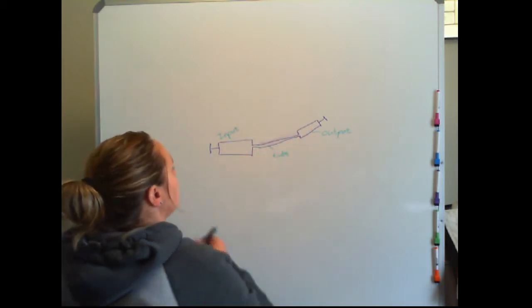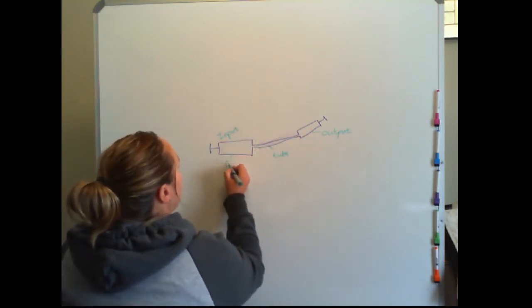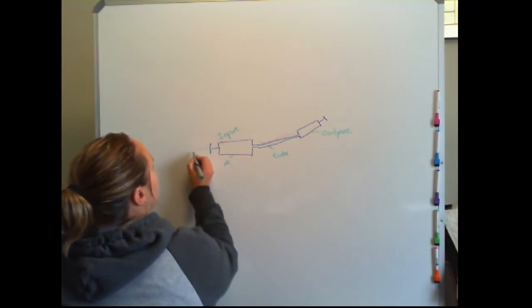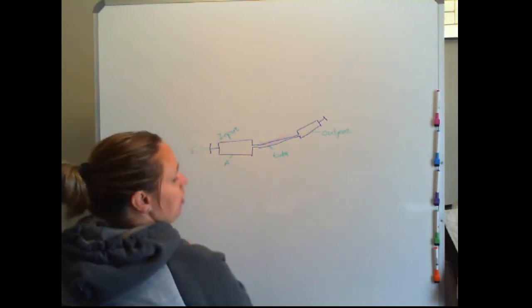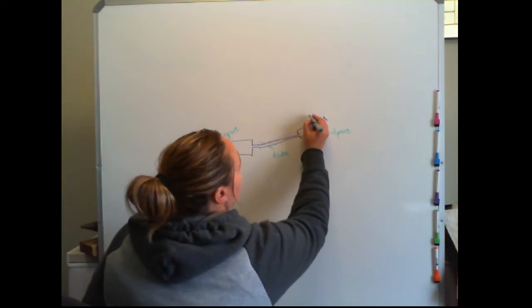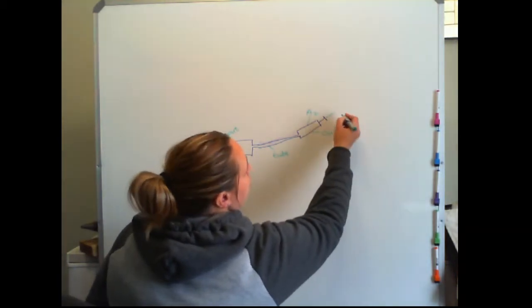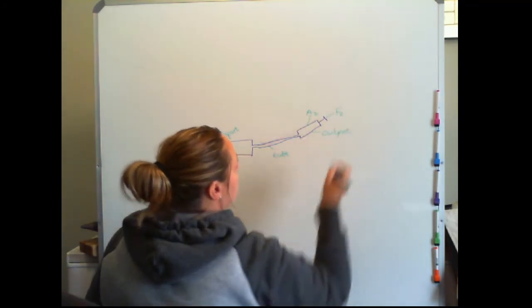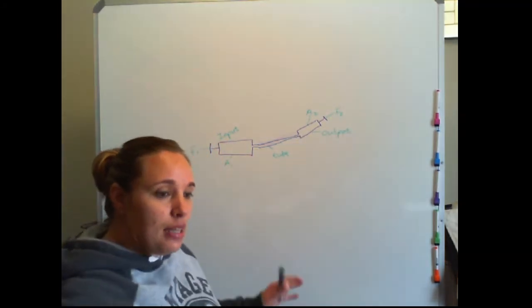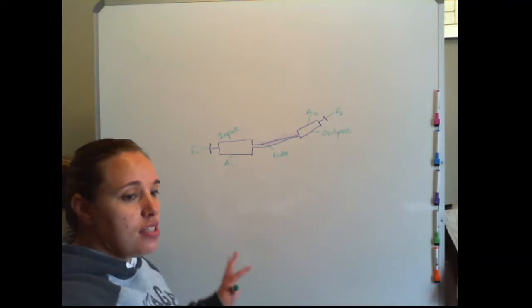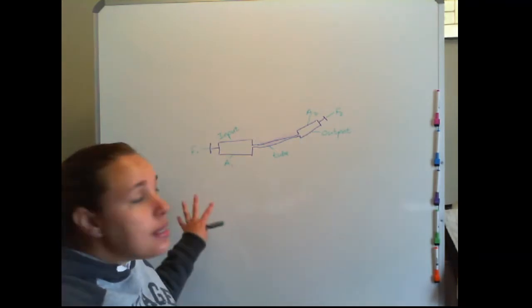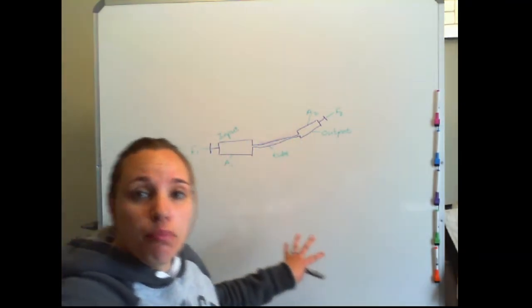So this would be A1 and the pressure there would be F1, the force. That would be A2 and the output force would be F2. Nothing major, no major artistic awesomeness, simply a simple drawing.